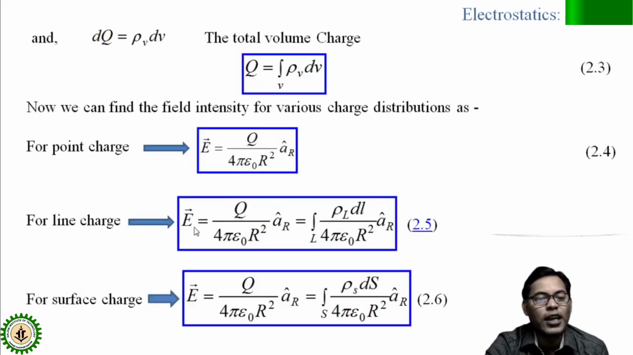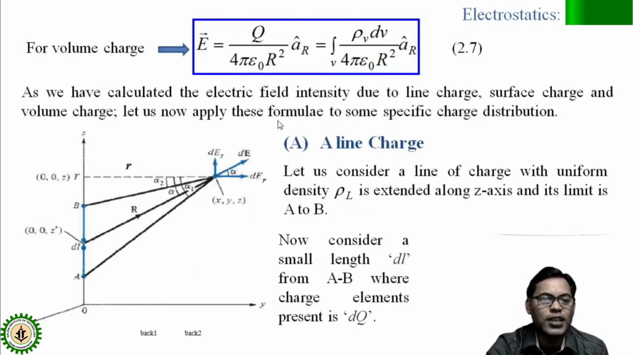So here E equals to the line integral of rho L dl by 4 pi epsilon naught r square AR. Similarly, for the surface charge, the electric field intensity E will be equal to the surface integral of rho s ds by 4 pi epsilon naught r square AR. And for the volume of charge, the same way we can calculate E equals to the volume integral of rho v dv by 4 pi epsilon naught r square AR.